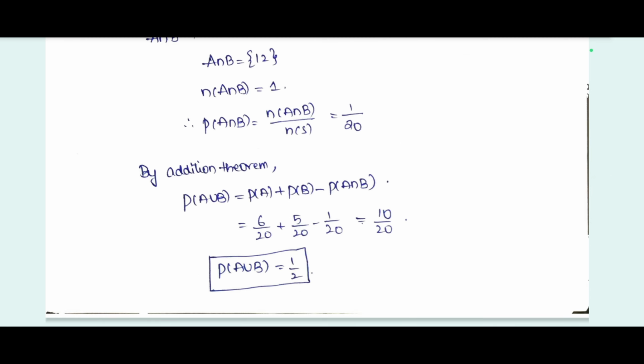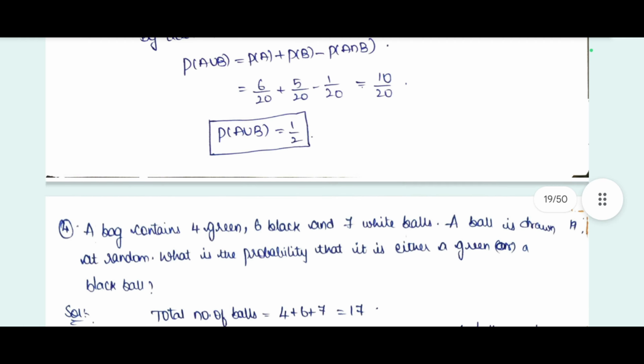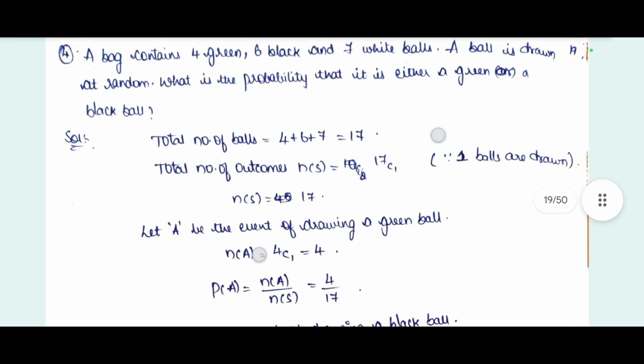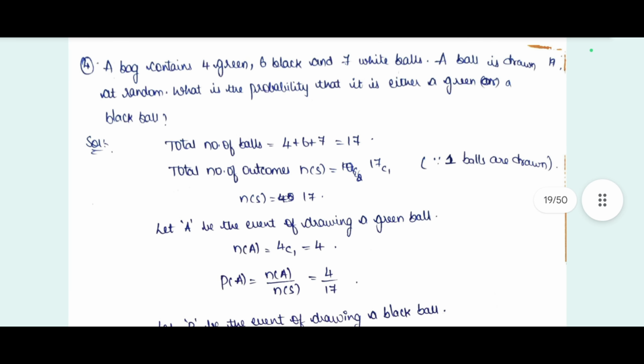By the addition theorem, P(A union B) is equal to P(A) plus P(B) minus P(A intersection B). That is 6 divided by 20 plus 5 divided by 20 minus 1 divided by 20. Totally we got 10 divided by 20, that is 1 by 2. There is a 50% chance. One more question here.